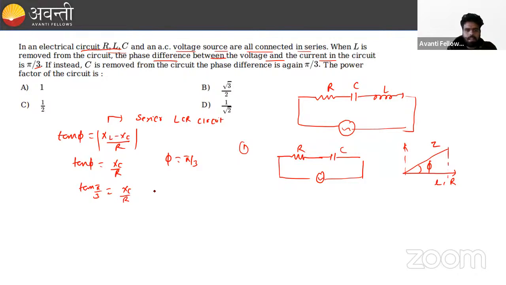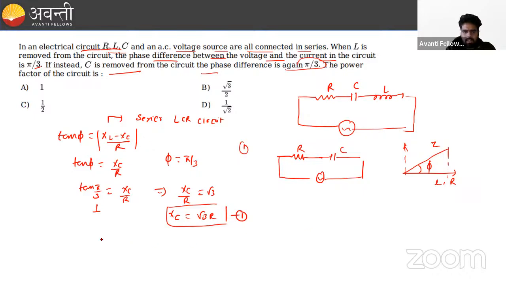Tan pi by 3 is nothing but root 3. So we can say XC upon R equals root 3. What is the value of XC? That is root 3 into R. Say this is equation number 1. In the second condition, C is removed from the circuit and the phase difference again becomes pi by 3.